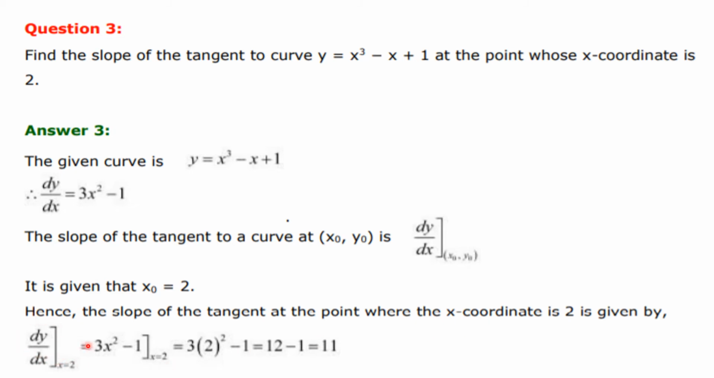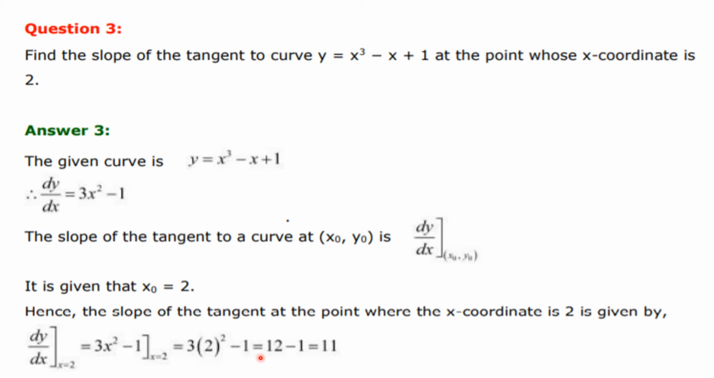What is dy by dx here? 3x square minus 1. We wrote here 3x square minus 1. This square bracket is read as at, at x is equal to 2. At this point, x is equal to 2. Understood this step? It means we have to substitute x is equal to 2 in this expression. That is equal to 3 into, what is x value here? 2. So 2 square minus 1. Just by substituting x is equal to 2 in this expression, we got this step.